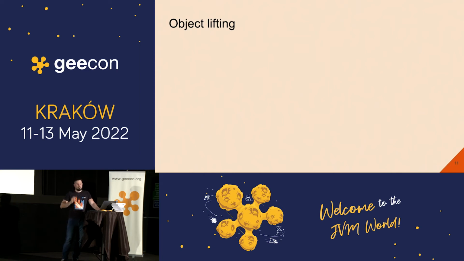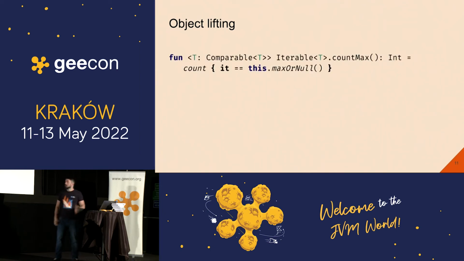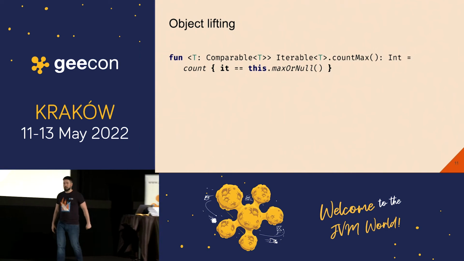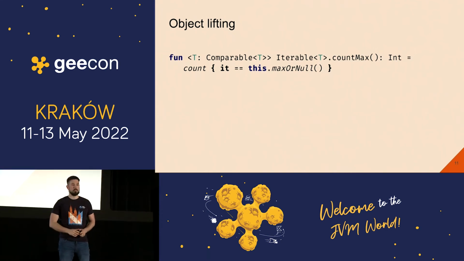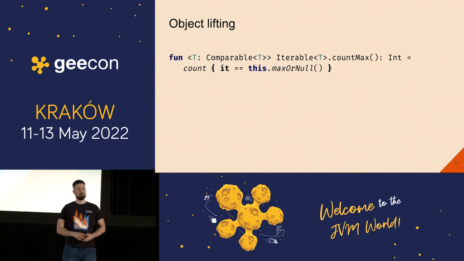So imagine that you need to find how many instances there are of the biggest value in a collection, and this is a simple implementation, but it is very bad. What's the problem, and what is the solution to this problem in this example? Please, hands up.